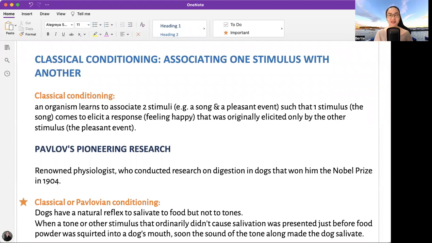Classical conditioning. Associating one stimulus with another. An organism learns to associate two stimuli, for example, a song and a pleasant event, such that one stimulus, the song, comes to elicit a response, feeling happy, that was originally elicited only by the other stimulus, the pleasant event. Pavlov's pioneering research. Renowned physiologist who conducted research on digestion in dogs that won him the Nobel Prize in 1904.